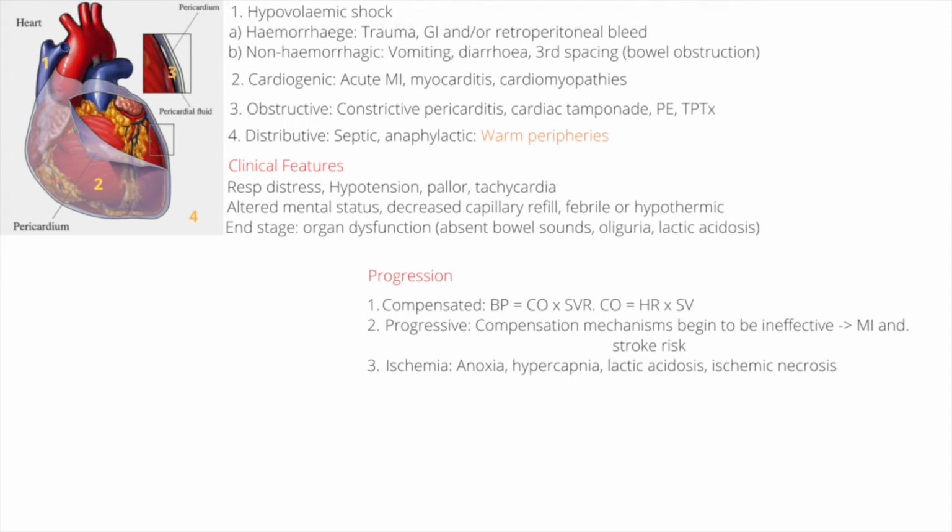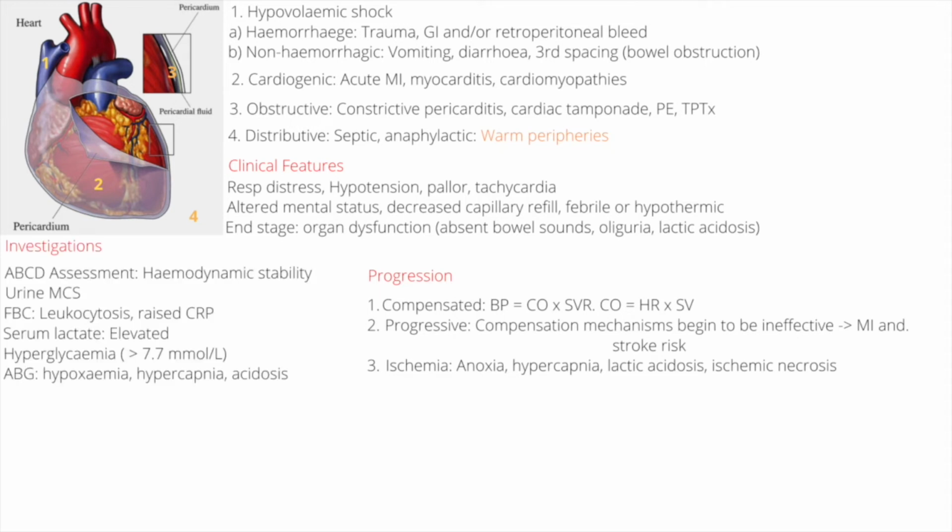Investigations of shock will begin with ABCD assessment to evaluate hemodynamic stability. Urine MCS will help identify causative organisms, in the case of sepsis or bacteremia. FBCs may show leukocytosis and a raised CRP. When taking blood, it's important to take two different spots at two different times because this will give an indication of bacteria being in the blood and spreading in the case of sepsis.